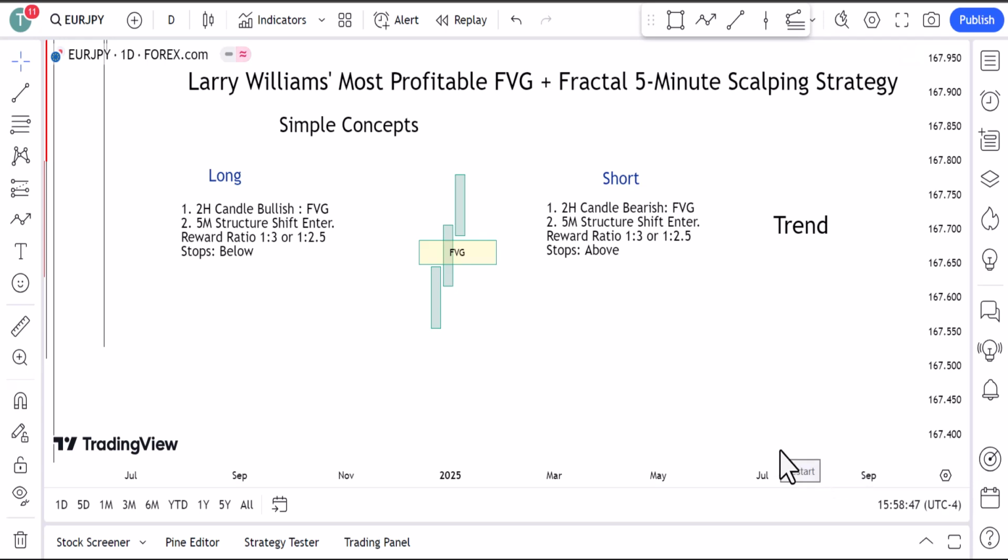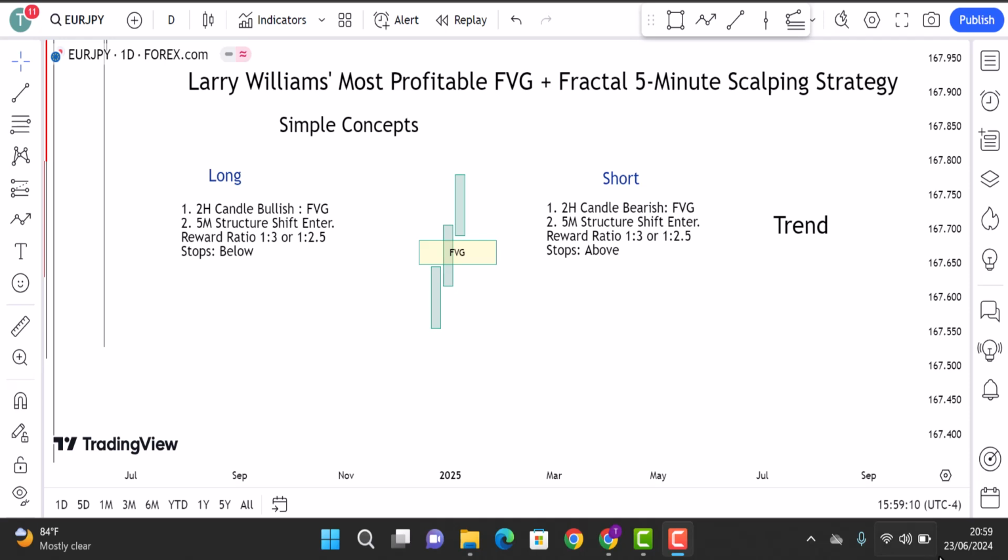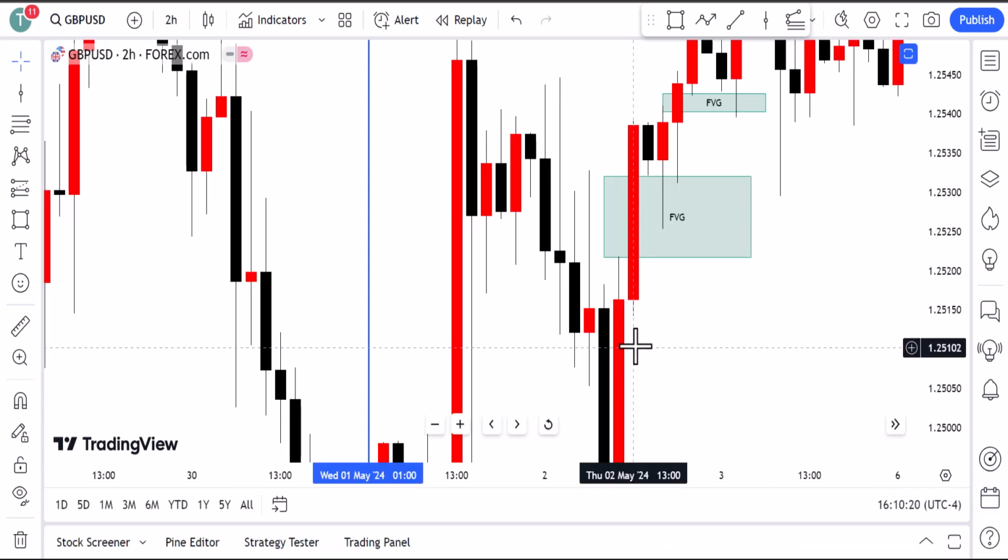So I'm going to take you on a quick tour on our 2-hour candle on the GBP USD. I'm going to show you a quick walk-through of how this FVG can be profitable in your scalping strategy or in your day-to-day activities. So let's see how it's going to be. Like I told you, we have 3 types of FVG.